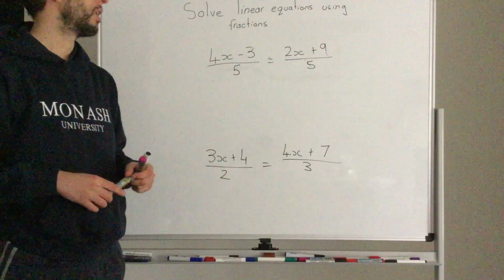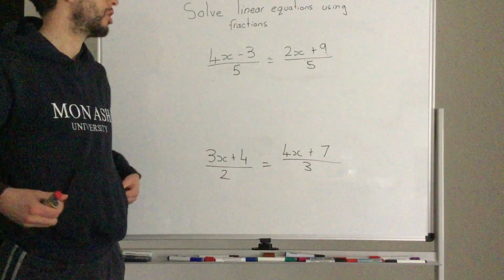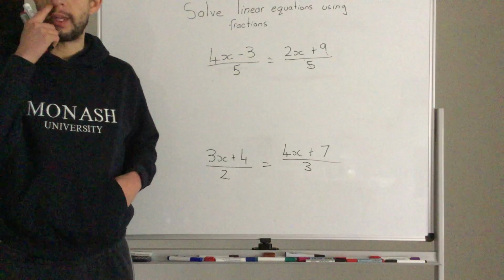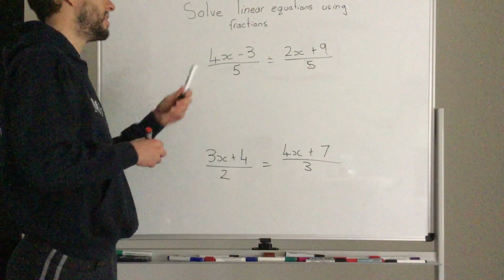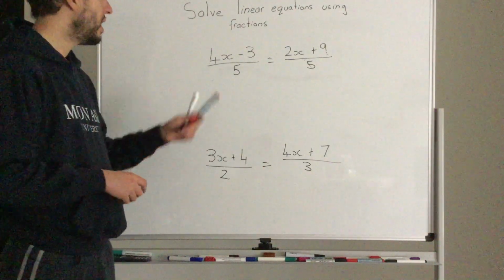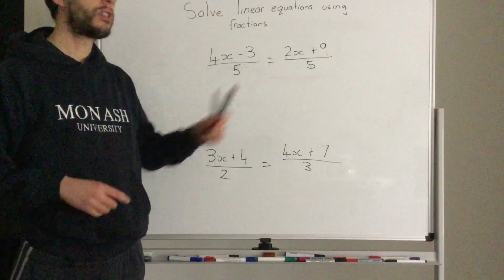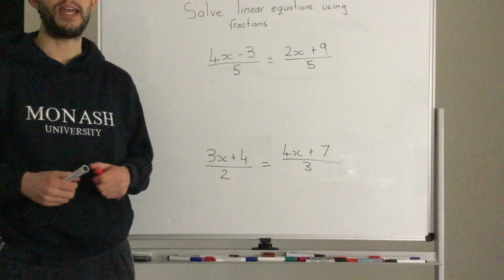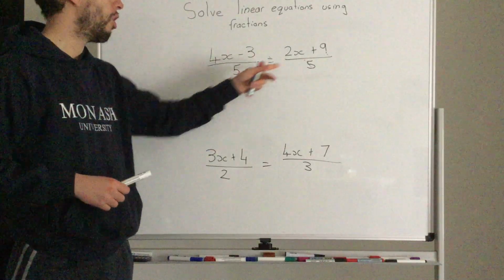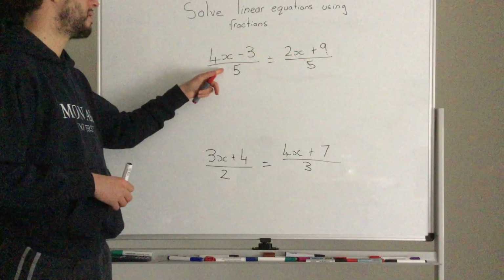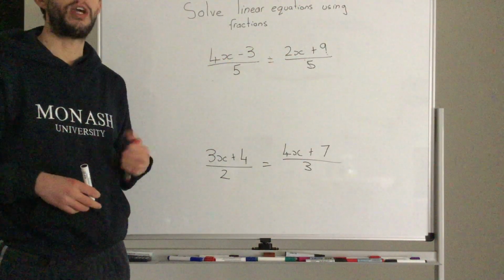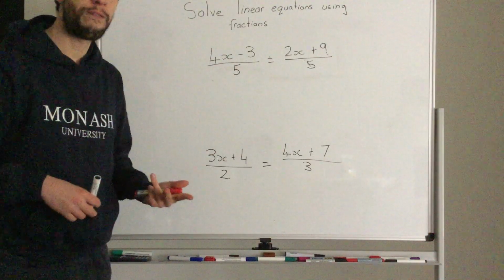We are looking at solving linear equations using fractions. So the first thing I want you to think about is we need to try and get these out of being a fraction. So our first equation, we have a denominator on both sides of 5. So that means we are dividing the top by 5. So I wanted to get rid of that 5.